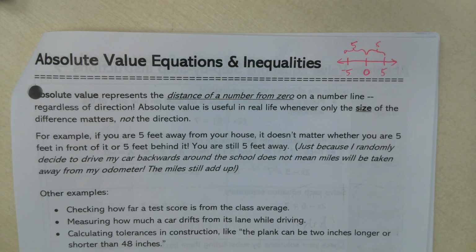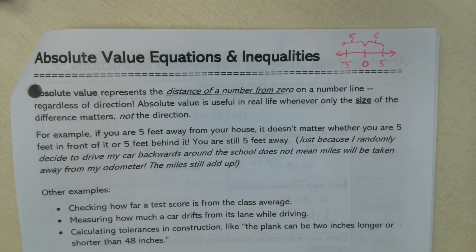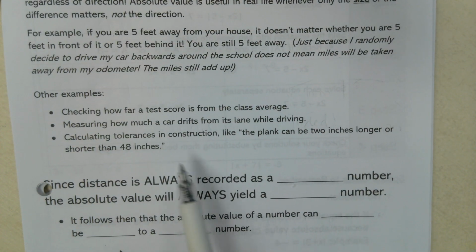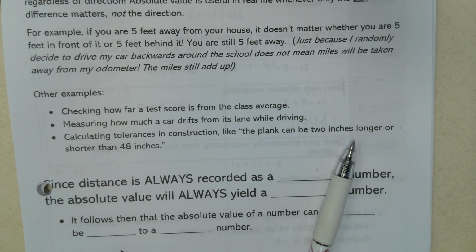The direction doesn't matter. As silly as this sounds, if I got in my car and I drove around backwards around the school, is it going to take miles off of my car? No, it's still going to add them up. So it doesn't matter how far you go, it's still going to be a positive number. So checking how far a test score is from the class average, I could say you're 5 points above or 5 points below. All it's doing is telling me a direction, but it's still the same distance no matter whether it was above or below, okay?